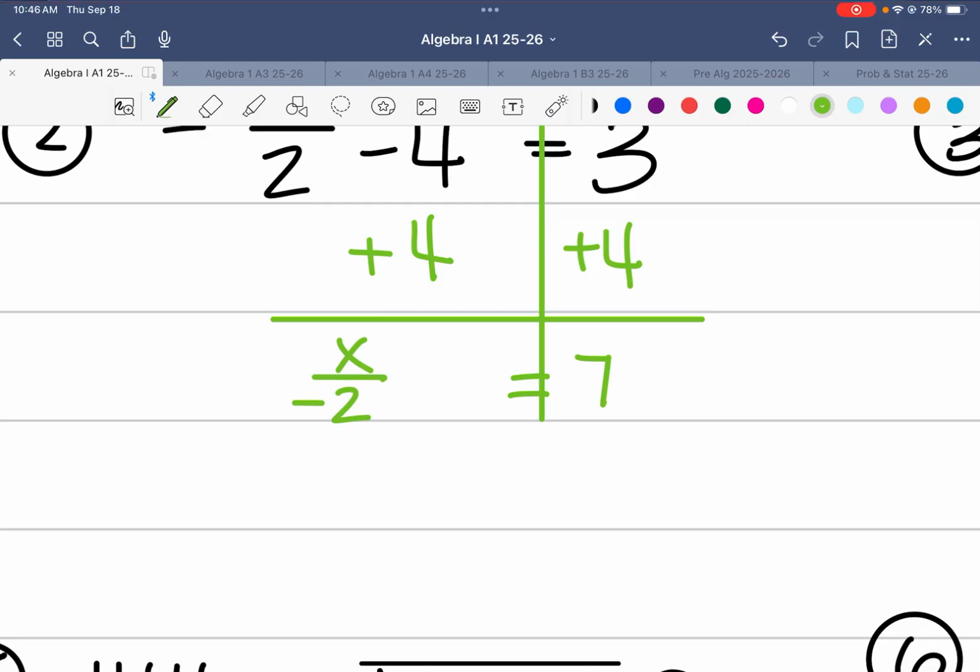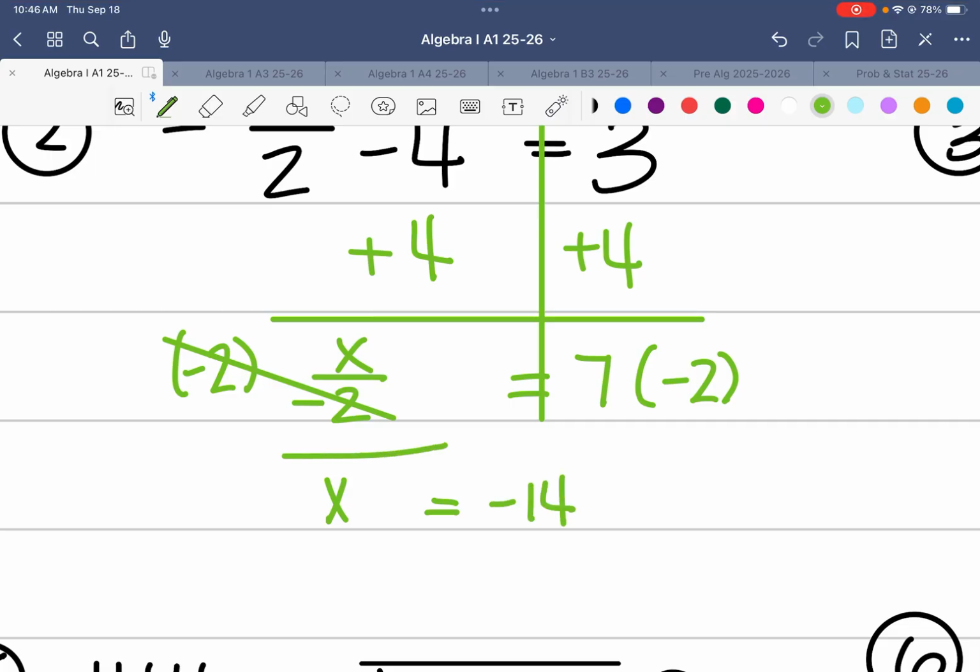What am I doing with my x and my negative 2? You are dividing. How do I undo division? To undo division, you're going to have to multiply by negative 2 on both sides. So x equals negative 2 divided by negative 2 goes away. I'm left with x. 7 times negative 2 gives me a negative 14.